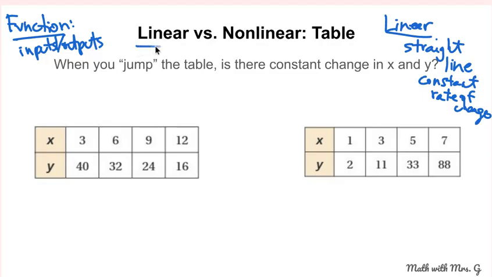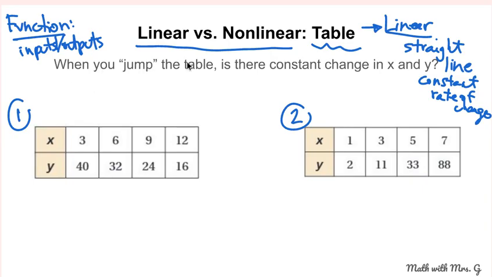So on this table, we're talking linear versus nonlinear, which is why we're over here. This is what we're focusing on. We're saying, does it look like a straight line? Is it a constant rate of change? So when we're looking at tables, here I've got two tables. We'll call this table 1 and we'll call this table 2. When you jump through the table, is there a constant change in x and y? This is the question we ask ourselves when we're looking at a function table and say, is it linear or nonlinear? So when we say jump, we are going to look at how it changes.